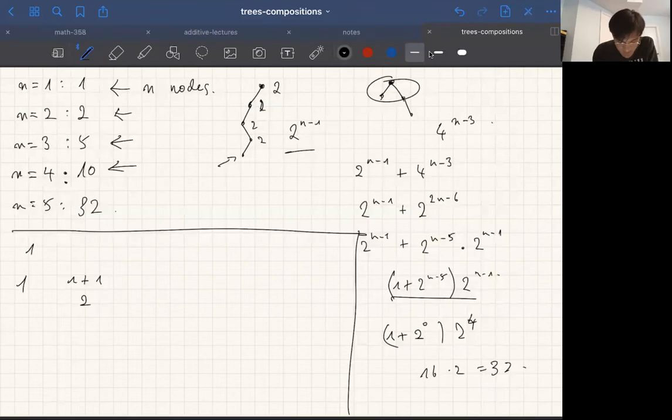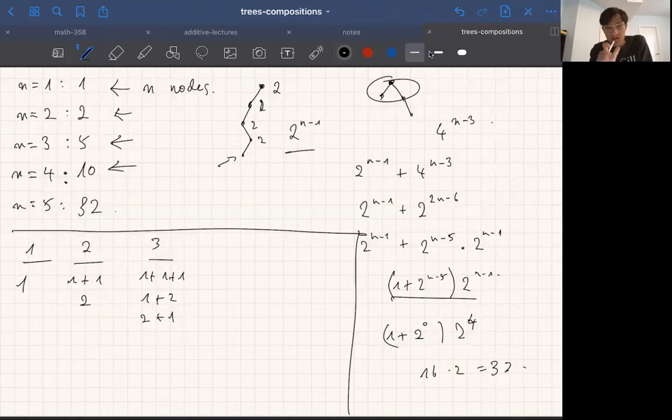Yeah, that's 2. And so for 3, there's 1 plus 1 plus 1. There's 2. There's 1 plus 2. There's 2 plus 1. Even though it's the same thing, like commutativity, we do count them as different if they have different ordering. And then there's just 3.